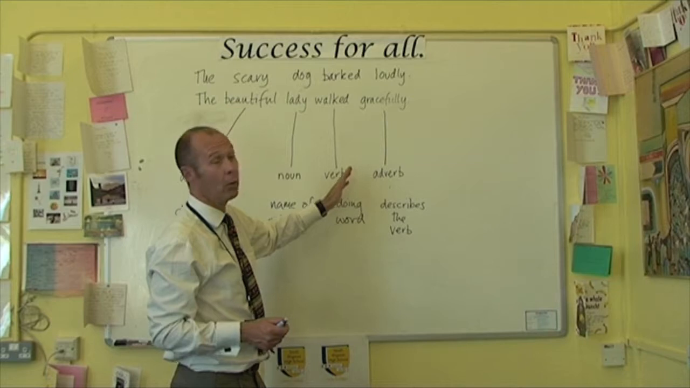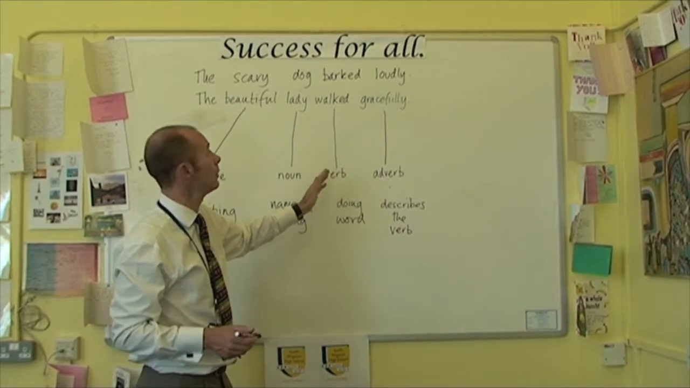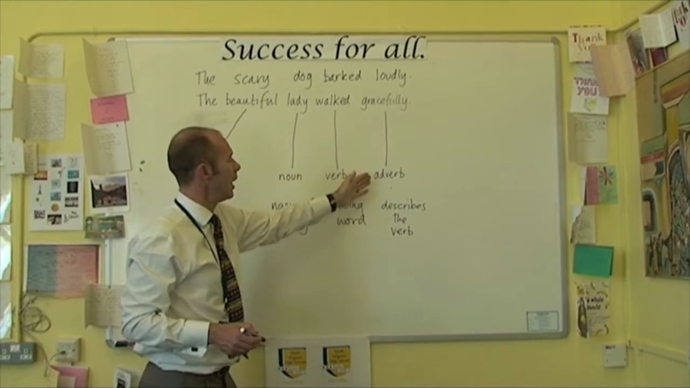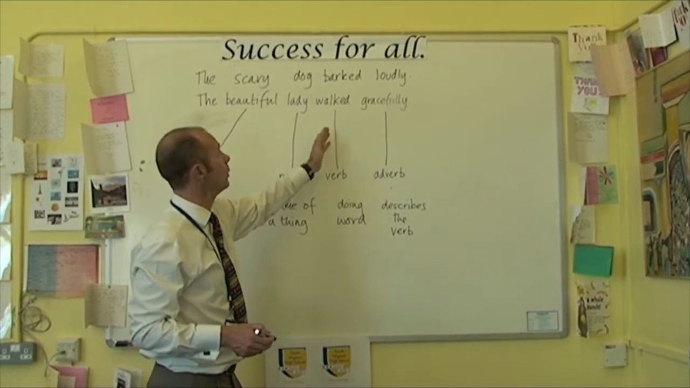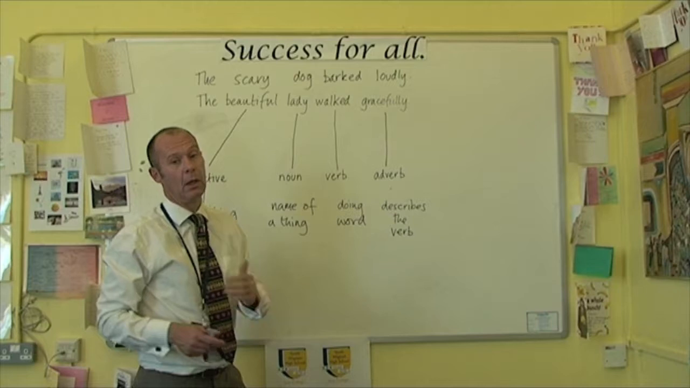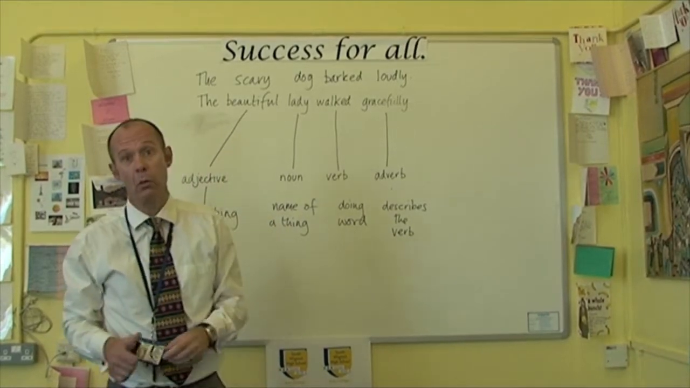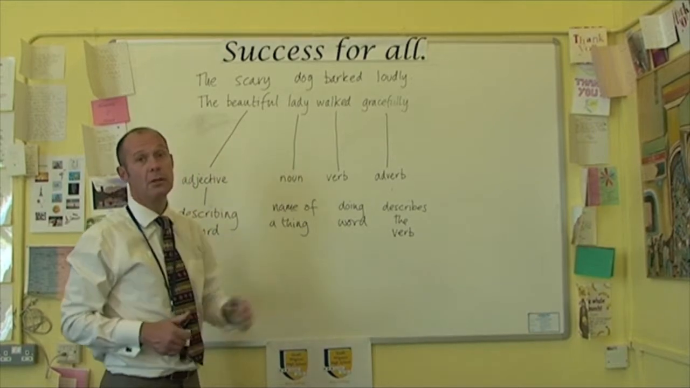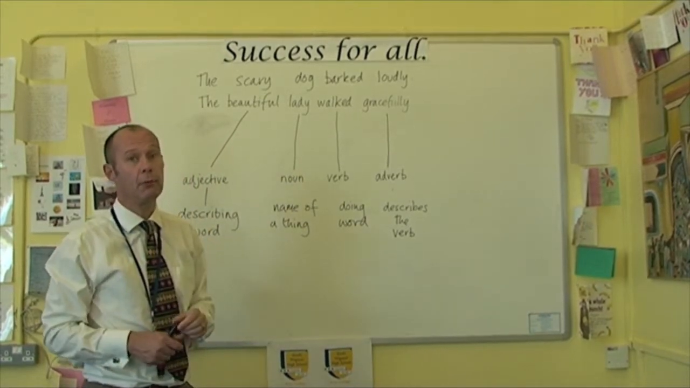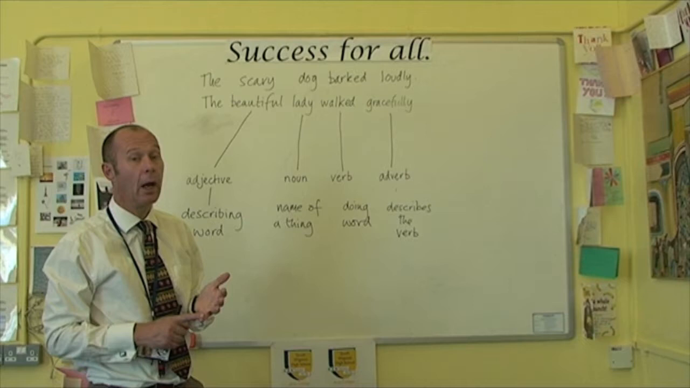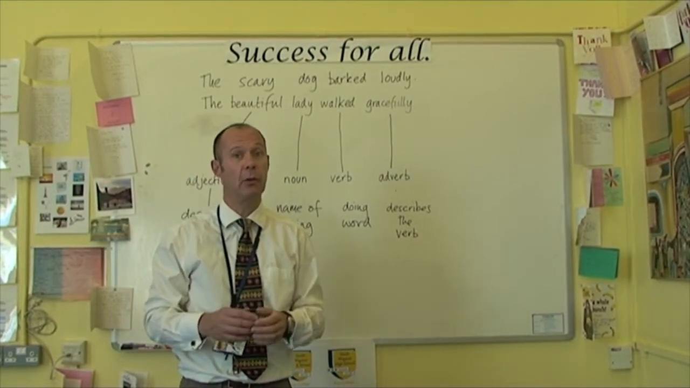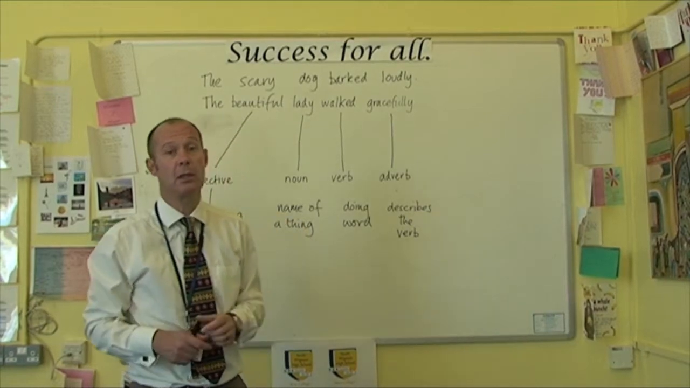But we want to know how well that dog is barking. The dog is barking loudly. And that's the adverb describing what the dog is doing. If you, with your child's homework, your child's project work, can encourage them to develop these sort of sentences and to develop the really good quality adjectives, adverbs and verbs around their nouns, they'll get much, much better sentences.